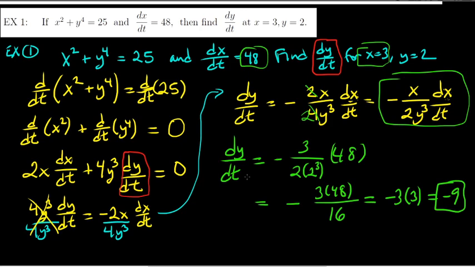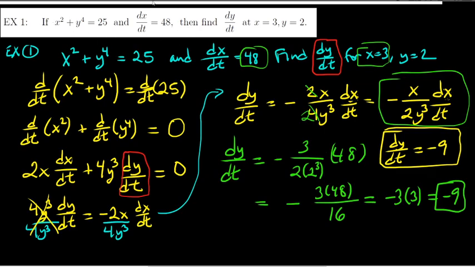So the derivative of y with respect to t, that was what we were looking for here. So I'll write the answer in yellow. So the derivative of y with respect to t is just negative 9. And again, we didn't provide units here. We didn't say, y is in feet or meters or inches or centimeters. So these are just pure numbers at this point. Okay.